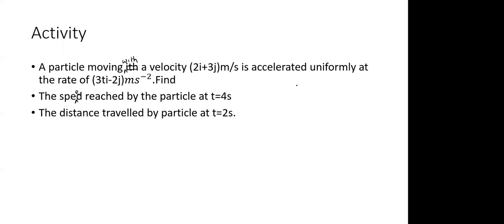Now, what do you notice? Here they have given us two things. They have given us the velocity, which is 2i plus 3j. They have given us the acceleration, which is 3ti minus 2j. But they're asking us, what is the speed reached by the particle at t equals 4 seconds? So for you, first write your side work that we have displacement, we have velocity, and we have acceleration.